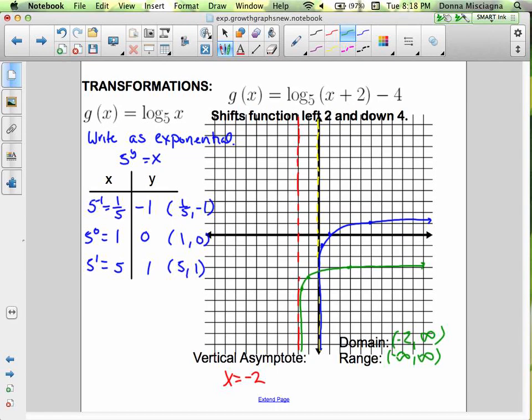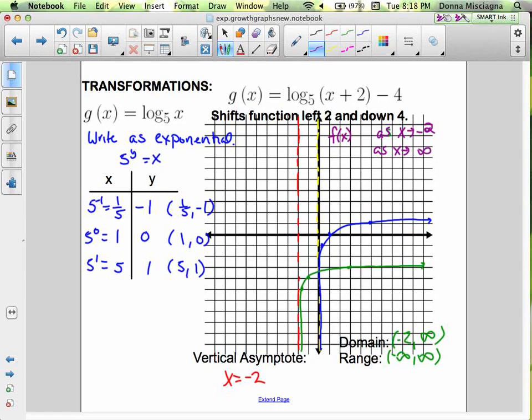Let's do end behavior on this one. I think that's good practice. x is going to follow its domain, so the smallest number in the domain is negative 2. As x approaches negative 2, I'll write negative infinity, and then as x approaches infinity.